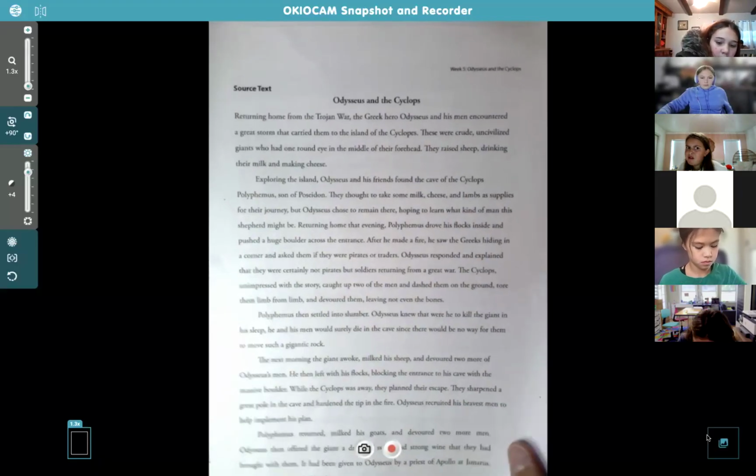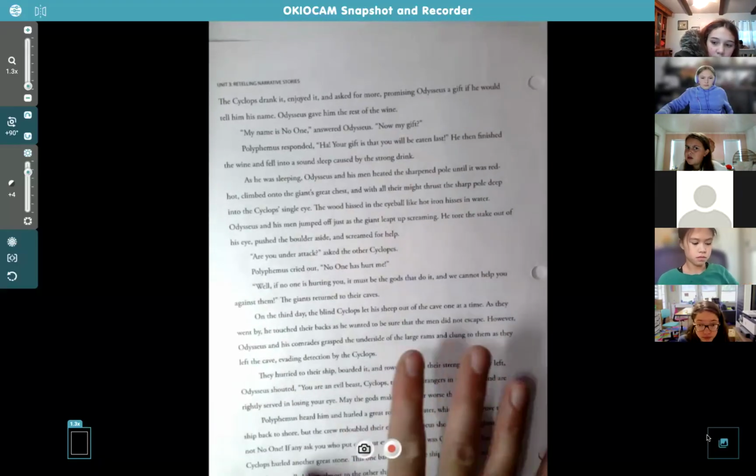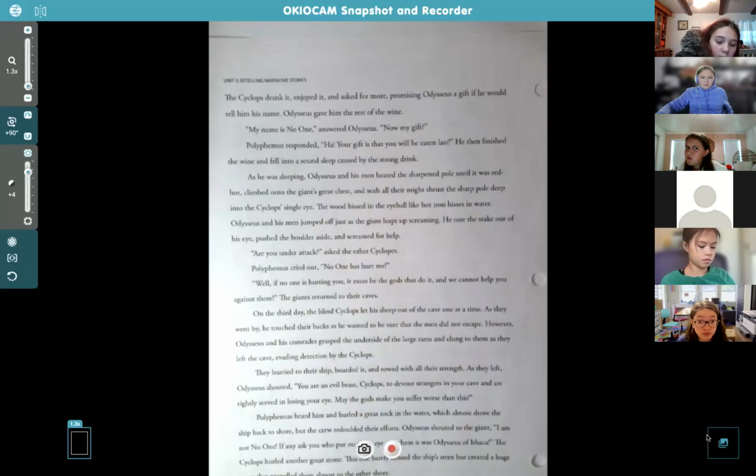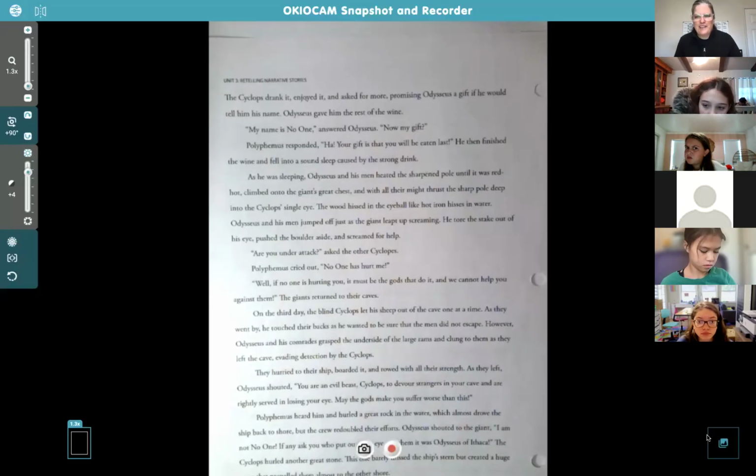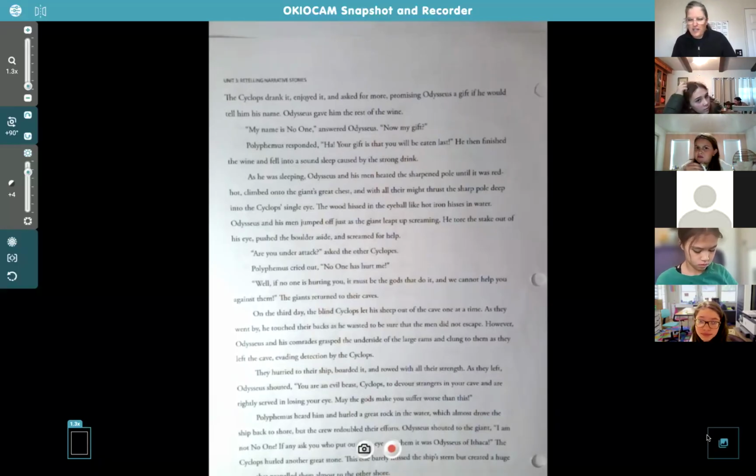And then they have to devise this plan with a giant pole that's sharpened in the fire. And the grossest part is stabbing this Cyclops in the eyeball and it hissed. That's really gross to me. But anyway, then he became blind, and then they were able to escape by hiding under the giant rams. I think these were oversized rams because these men were hanging underneath them. Yes, Dakota, I see your hand there.